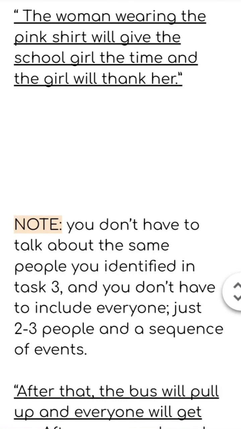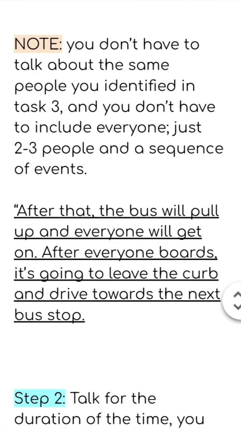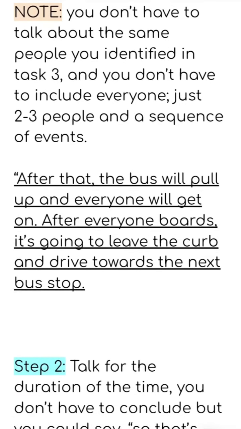You don't have to talk about the same people you identified in task 3, and you don't have to include everybody, just 2 to 3 people and a sequence of events. So, for example, after that, the bus will pull up and everyone will get on. After everyone boards, it's going to leave the curb and drive towards the next bus stop. So I say that one thing happens and then another thing happens and then another thing happens.